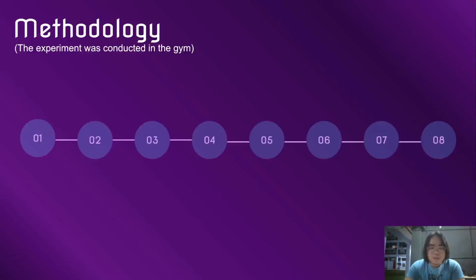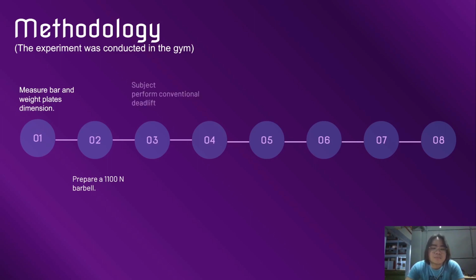Now I'll proceed with the methodology. The experiment was conducted in the gym. Firstly, the length of the bar and the weight plates or loads were taken to determine the dimensions for calculation purposes. Next, a barbell with a total weight of 1100 Newton was prepared to be lifted by a subject. Then, one subject performed a conventional deadlift once on the barbell correctly. The actions were filmed and snapped with a camera to observe the bending on the bar.